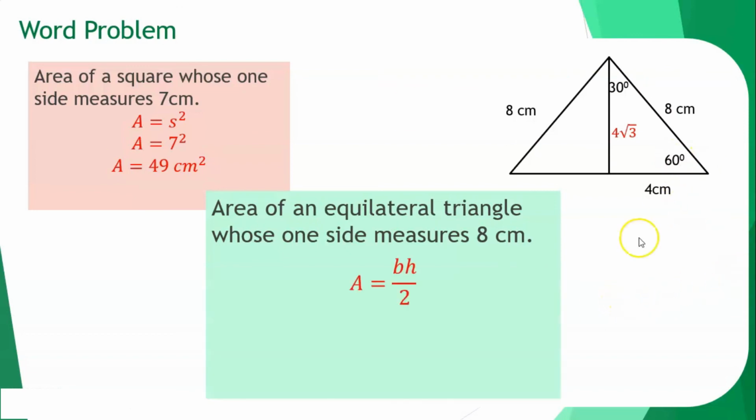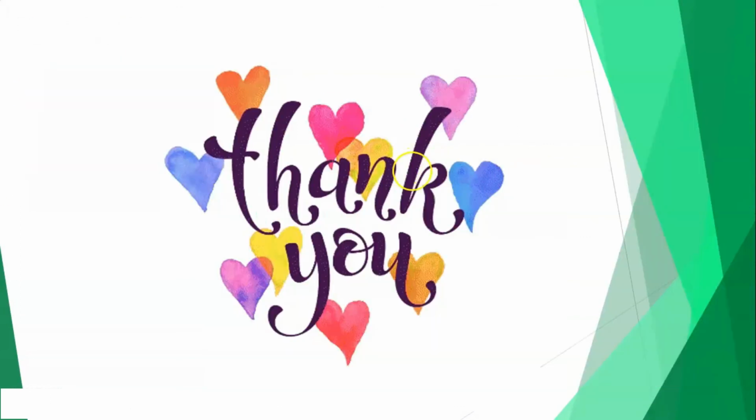So to get its area, base times height divided by 2. Our base here is basically the entire base, which is 8. And our height is 4 square root of 3, divided by 2. So the area of this triangle is 16 square root of 3 centimeters squared. Okay, so that would be all about parallelograms.